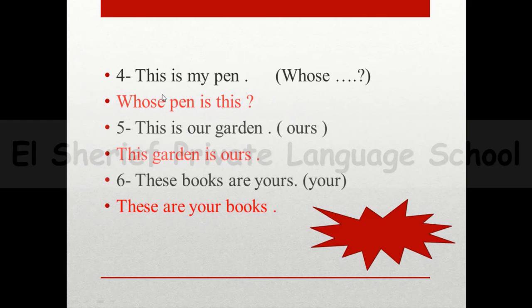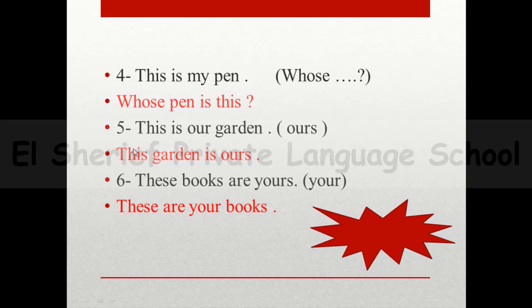Okay, number 4, this is my pen. Now I should use whose to ask about something that belongs to somebody. Okay, this is my pen. Whose, I should use whose plus a noun. What am I asking about here? I'm asking about the pen, so I'll use whose plus pen and make the verb is this. So the answer will be whose pen is this.